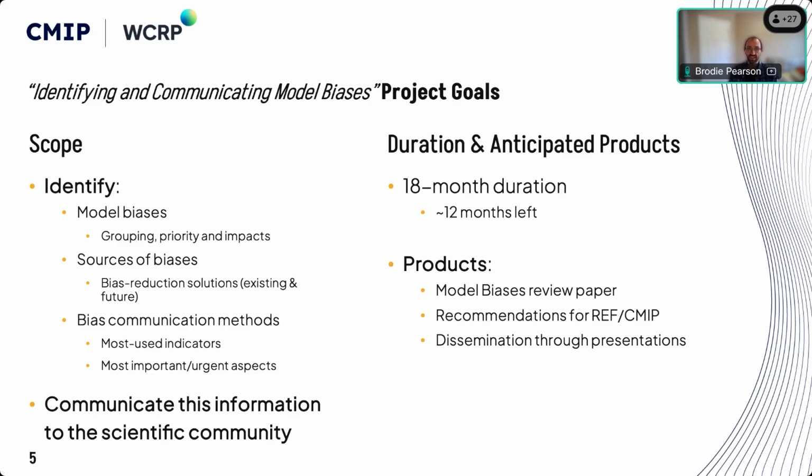So all those pieces in the earlier section are our end goal. And on that front, with this project intended to be 18 months long, we have about 12 months left, I think, of that. And the products that we want at the end of this project are a review paper on model biases, covering the biases that I'm about to talk about, the community priority biases, potentially feeding into the rapid evaluation framework and CMIP's thinking about these biases, what is important for the community, making recommendations on that front, and then disseminating through presentations like this one. So communicating the things that we're finding out about model biases.